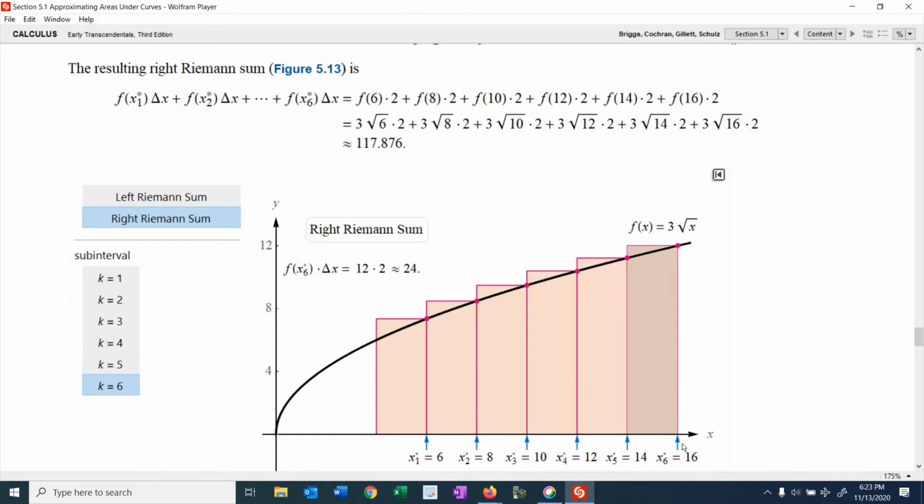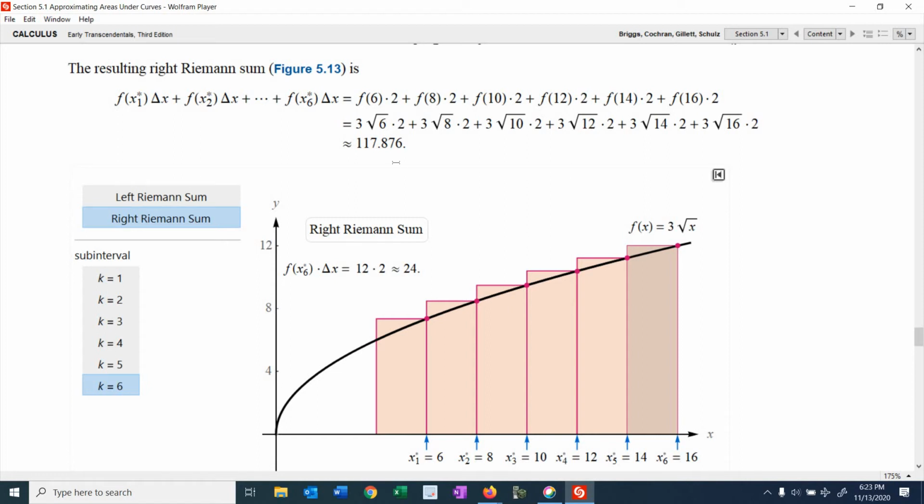And then the last one, the right endpoint is 16. So the height is 3 times the square root of 16, and then the width is 2. And so that gives you the area of the last rectangle here. Okay, and then you add up all those areas, and that gives you your right Riemann sum.